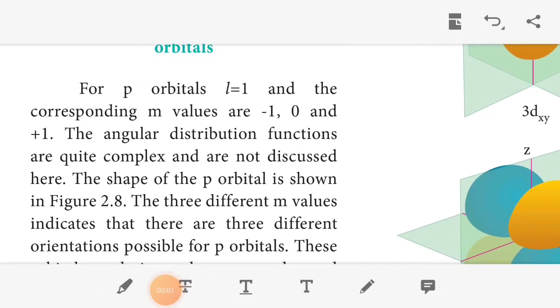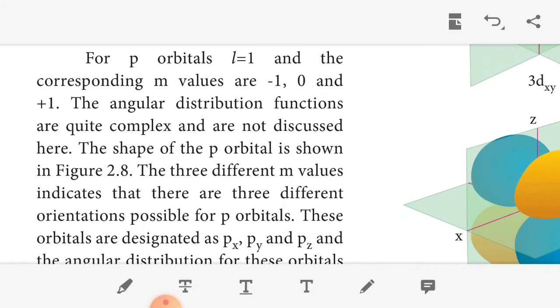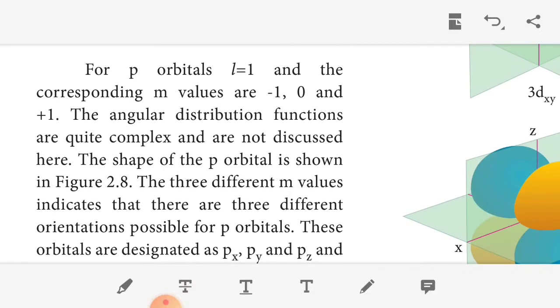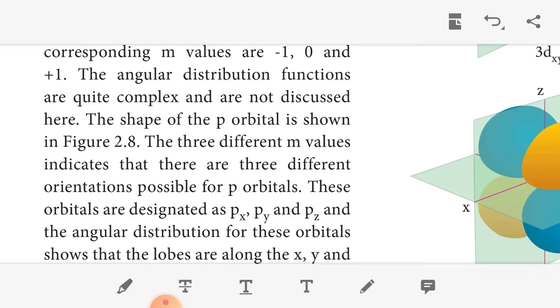The next question is shapes of orbitals. First, the p orbital: n equal to 1 and l equal to 1, so the m values start from -1, 0 and +1. The angular distribution functions are quite complex and not discussed here. The 3 different m values indicate there are 3 different orientations. So 3 different orientations are possible for a p orbital.